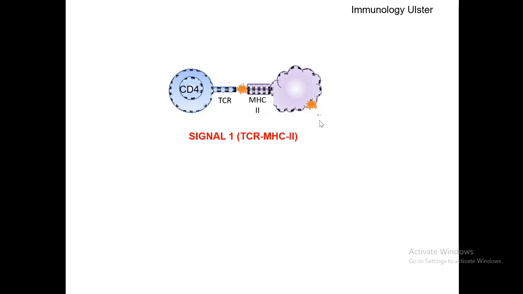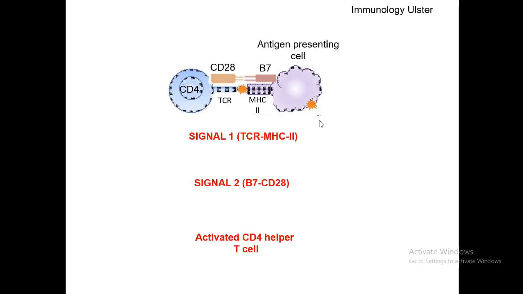Okay, but signal 1 isn't enough to stimulate the activation of this CD4 helper T cell. What then will happen is the T cell will express the ligand CD28, and the dendritic cell will express the ligand B7. And when those two ligands interact, you get signal 2. And essentially, signal 1 and signal 2 together will subsequently activate the CD4 helper T cell. Okay, folks, so that's how T cell activation takes place. Signal 1 and signal 2.